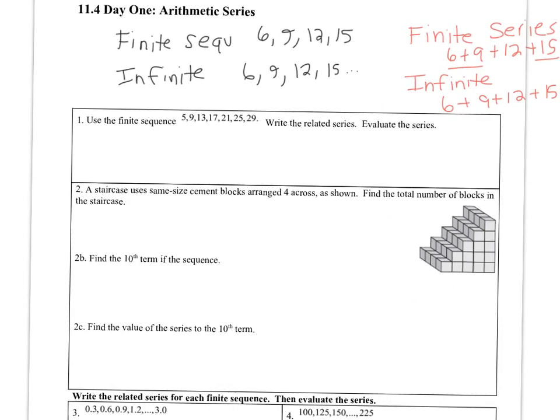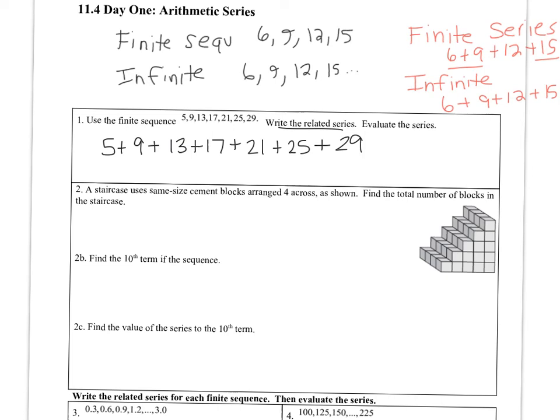So number one, use a finite sequence. Write the related series. If this is a sequence, to write the series, it's going to be 5 plus 9 plus 13 plus 17 plus 21 plus 25 plus 29. This is to write the related series. To evaluate the series means that you're just going to add these up.